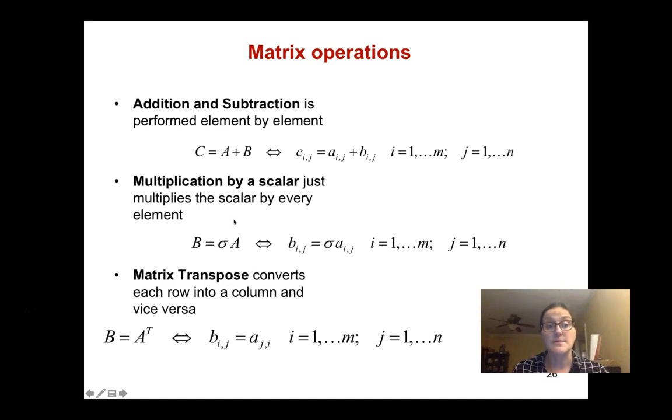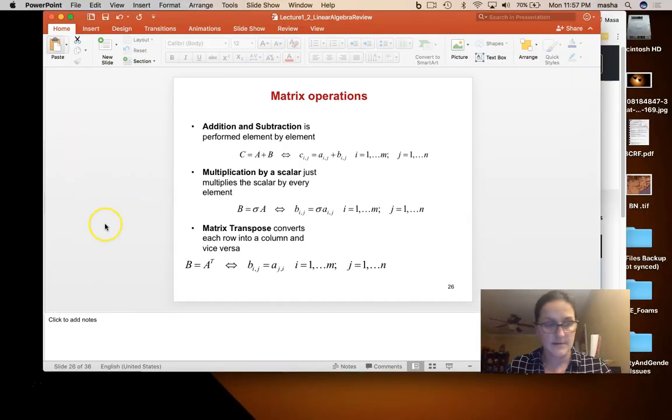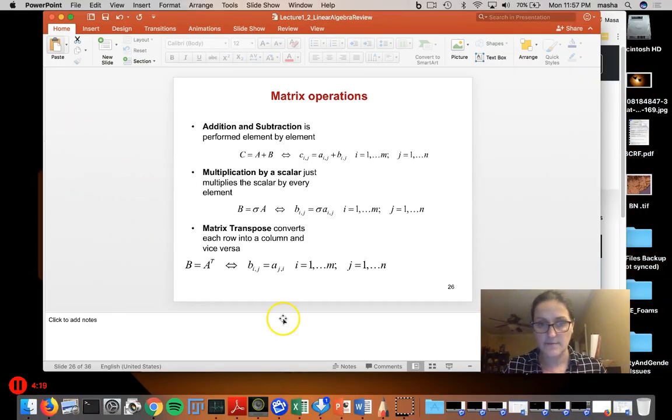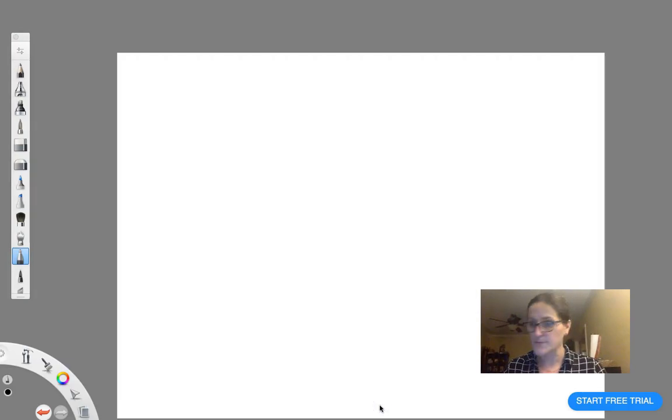Now, multiplication by a scalar simply multiplies every element of the matrix by the same scalar. So here, if my scalar is sigma, then every element would be multiplied by sigma. And finally, matrix transpose simply flips or converts each row into a column and vice versa. So let me actually now do a couple of examples before we move on. I will switch into this writing software of mine, so bear with me until I switch.